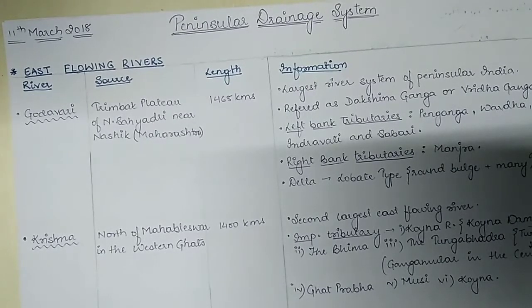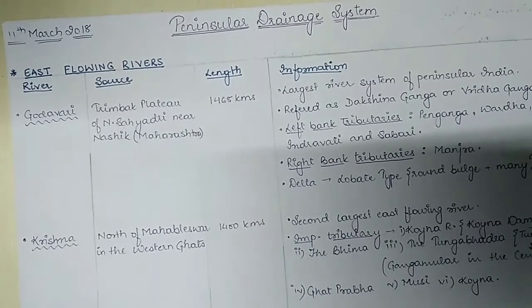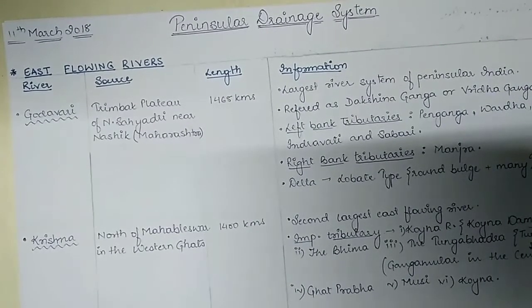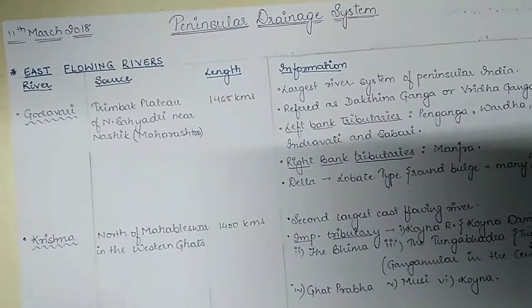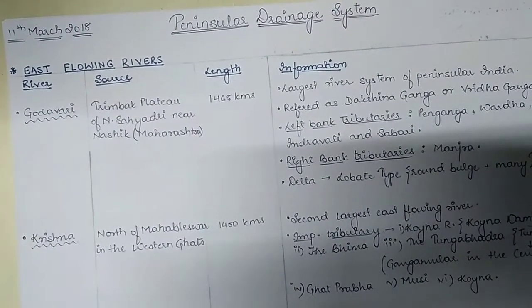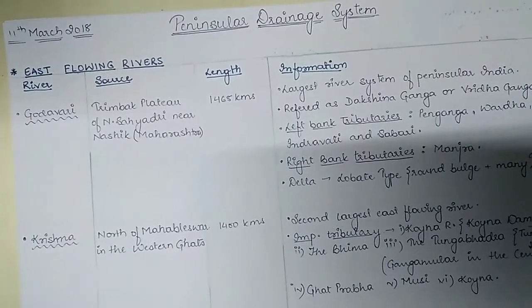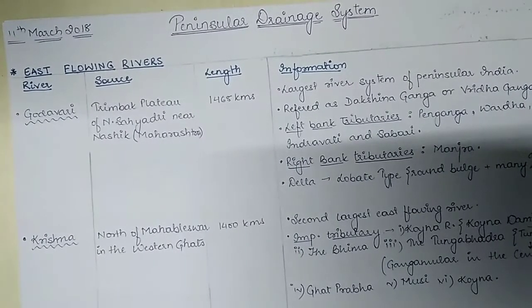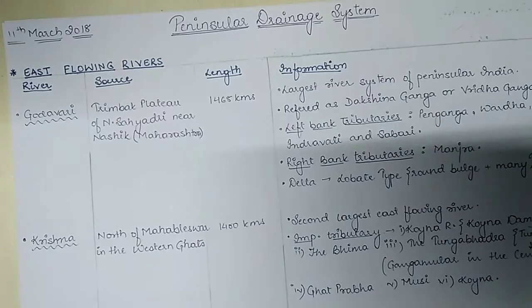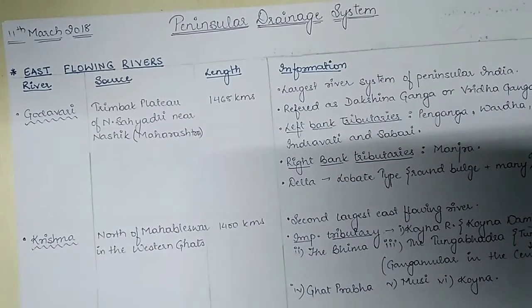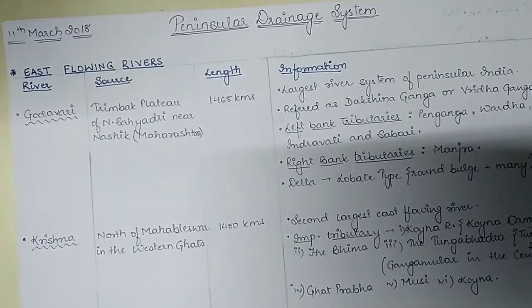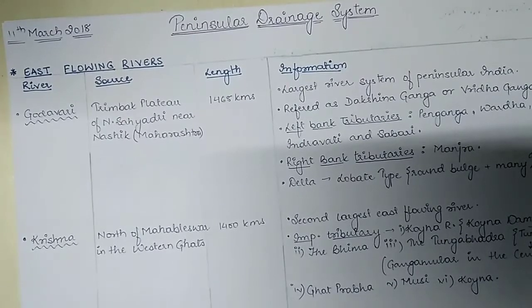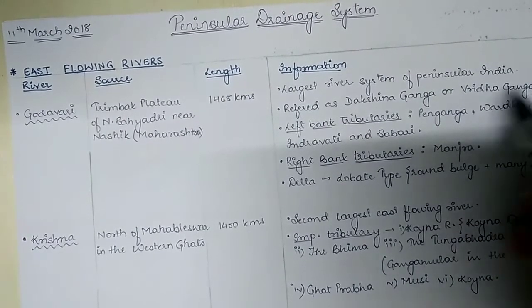We have divided the peninsular river system into two. The first one is east flowing rivers and the other one is west flowing rivers. In the east flowing rivers, we first have the Godavari. The Godavari River is the largest river system of peninsular India, and it is only next to the Ganga and Indus river systems regarding sanctity, picturesque sequence and utility. That is why it is referred to as Vriddha Ganga or Dakshin Ganga.